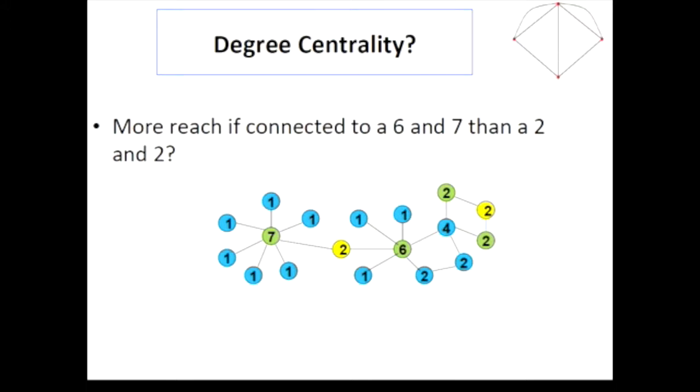The problem with that kind of measure is it doesn't really capture position in a network that well. So for instance here, these two nodes both have degree 2, and yet there's very simple ways in which we can see that they're not equally central, or they wouldn't be the same in terms of trying to disseminate information. So this one is better connected. It's connected to a 7 and a 6. This is connected to two 2s. This is sort of further out in the network. It's not reaching as many nodes as you go outwards. And so we want measures that are better at picking up information diffusion.